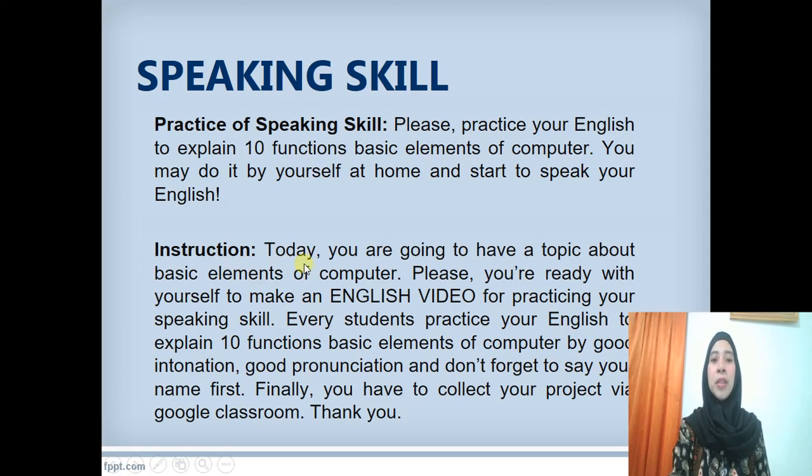Instruction. Today, you are going to have a topic about the basic elements of computer. Please be ready to make an English video for practicing your speaking skill. Every student, practice your English to explain 10 functions of the basic elements of computer with good intonation, good pronunciation, and don't forget to say your name first. Finally, you have to collect your project via Google Classroom.